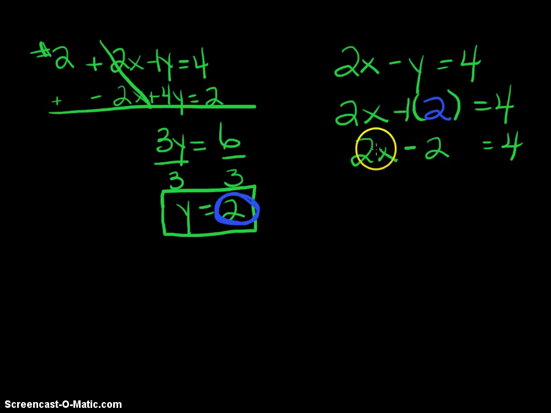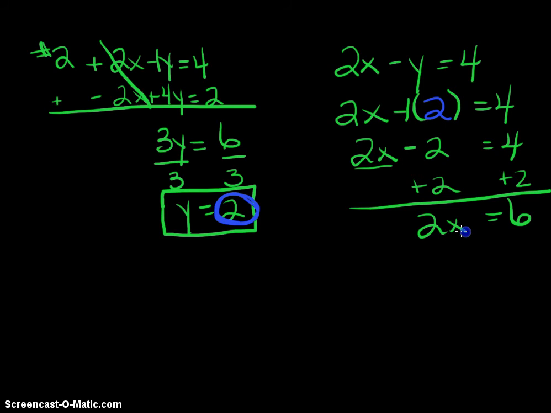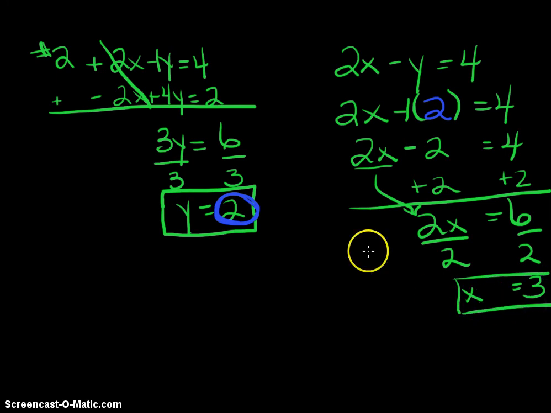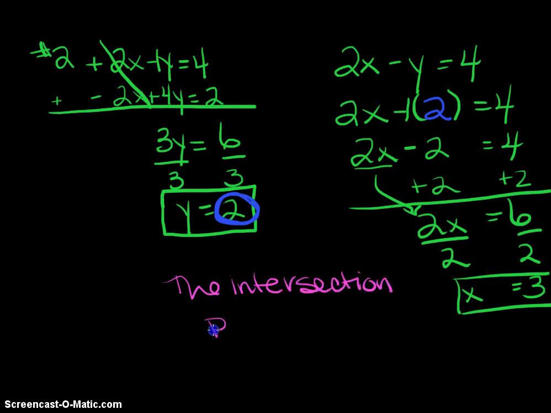So I need to isolate this x. So to do that, I need to add 2 to both sides. Add 2. Okay, 6 equals 2x. Okay, just bringing it down. And to undo multiplication, I divide, so I'm dividing by 2, and x equals 3. So now I have an answer. All right, so the answer is the intersection point is 2, comma 3. Okay?